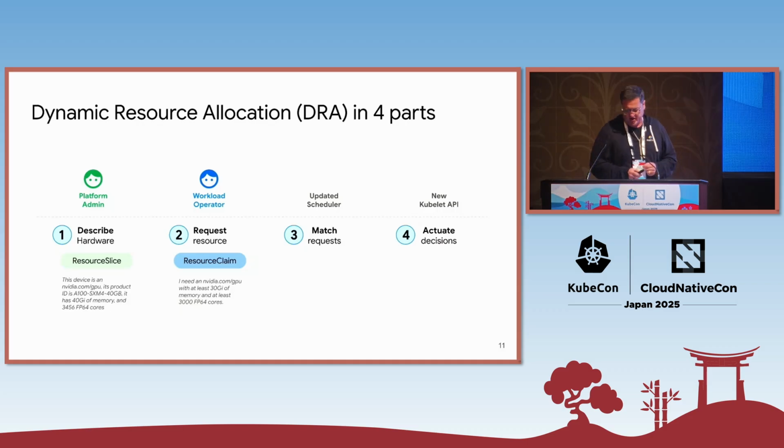The second 2 parts are really implementation details. Once you've got a new flexible API for asking for things, and you've got a new richer expressive API for modeling things, you need a new algorithm for matching those. And so we've been implementing that, and then you need new ways to actually plumb those devices into your pod on the node.